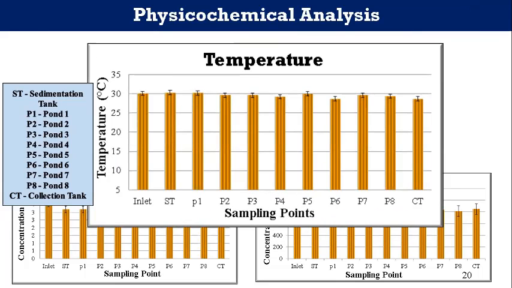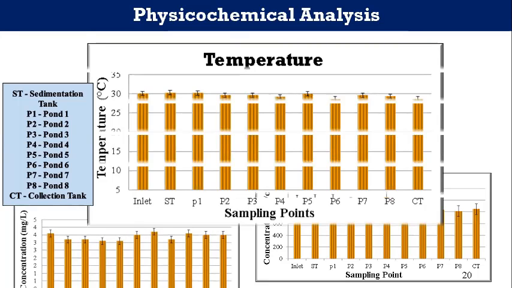Temperature. Temperature is a physical factor that alters the quality of water and is considered an important parameter in the functioning of the aquatic system. Temperature in an integrated constructed wetland is influenced by the presence of vegetation, season, time of the day, and total dissolved solids present in the wastewater.